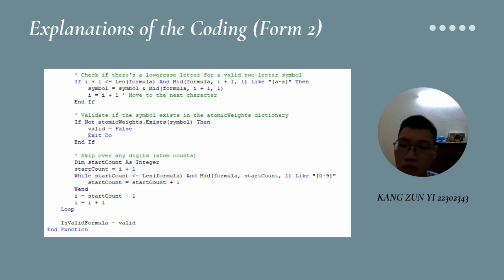It also skips over numeric values that represent atom counts to continue parsing the rest of the formula. By combining the symbol validation, dictionary check, and number handling, this function ensures the formula conforms to chemical notation rules. If any issue is detected, it stops and returns false. Otherwise, it returns true, confirming the formula's validity.